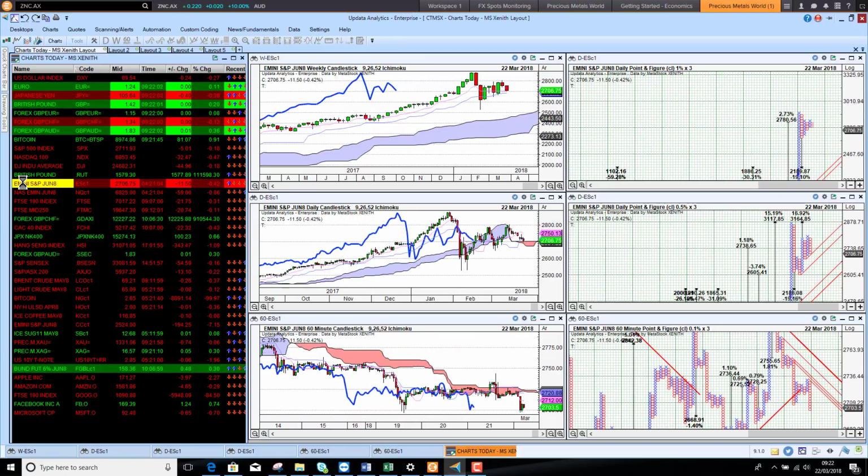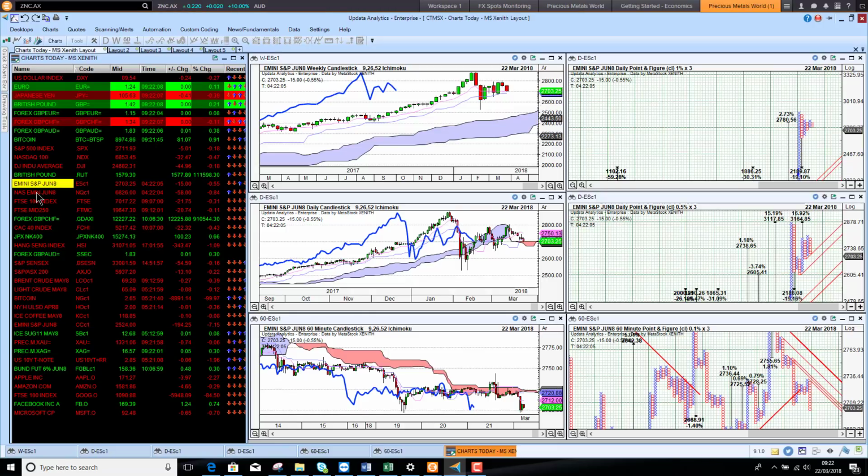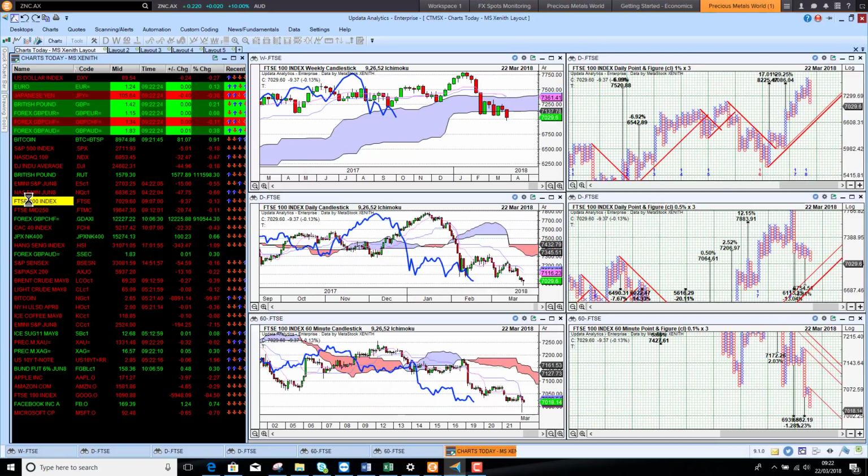Looking at the E-mini, down just under 0.5% this morning, so pushing to new lows. It does look like the US will open lower again, and the Nasdaq E-mini is actually down 0.2% this morning, making new lows. We've got downside targets of 1.3 and 1%, so it does look like US is heading lower today.